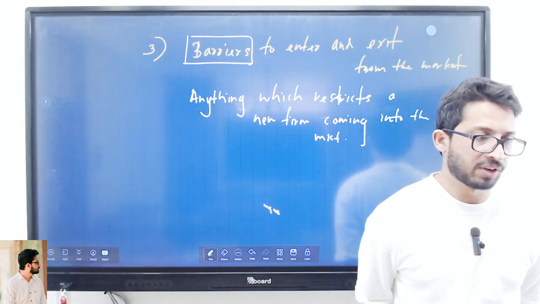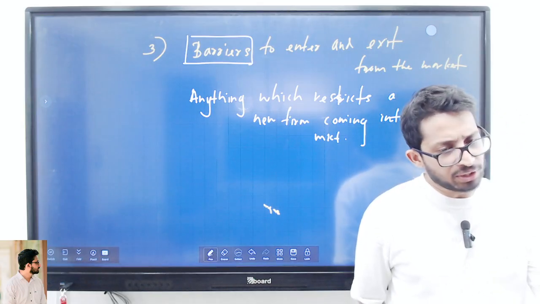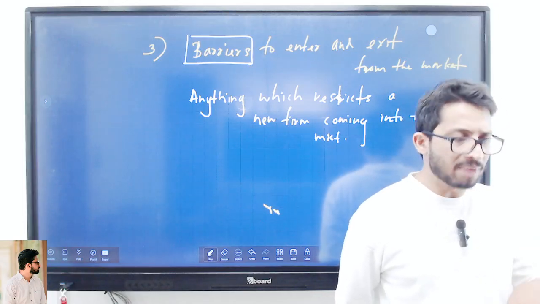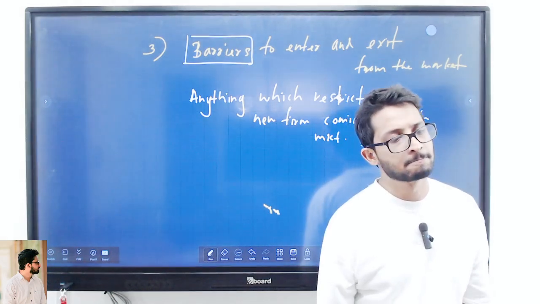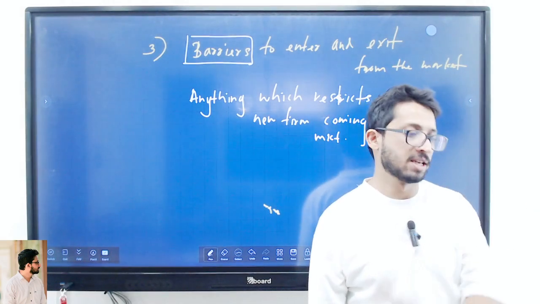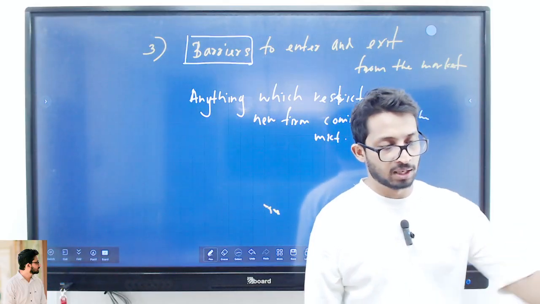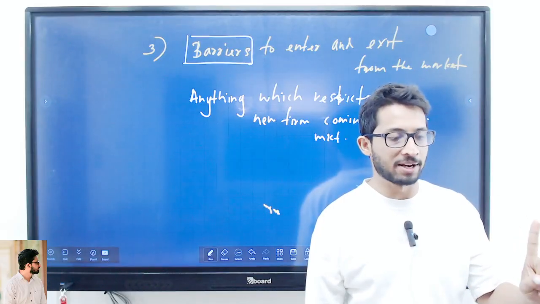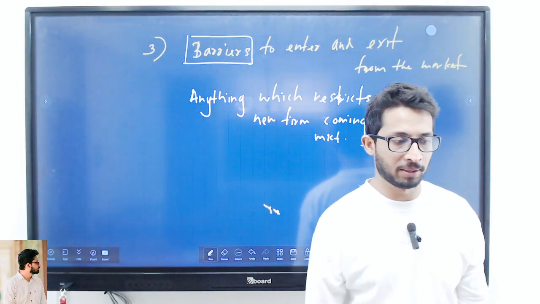A firm producing, manufacturing soft drinks. Can you easily enter into the soft drink market in Sri Lanka, or are there some barriers? There are some barriers. There are more barriers. Number one, you have to invest a huge amount of capital. That is the first barrier. We don't have that much capital.